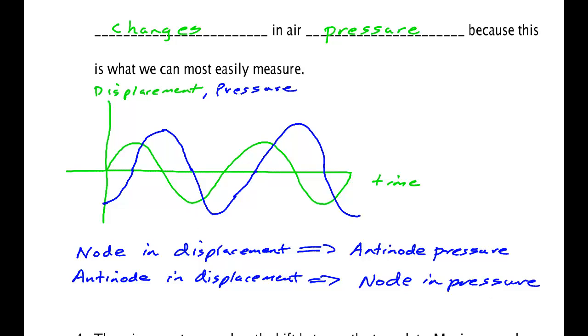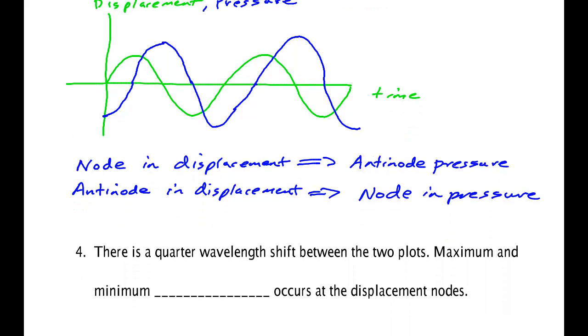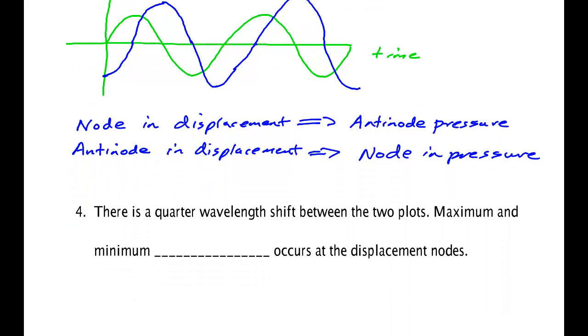But they're not in phase. They're shifted a quarter of a wavelength. So there's a quarter of a wavelength shift between the two plots. And like I said, the maximum and minimum pressure, which are the antinodes, occur when there are nodes in the displacement. There's often some sort of questions like this in UIL and things like that. And likewise, there are questions on the AP exams.